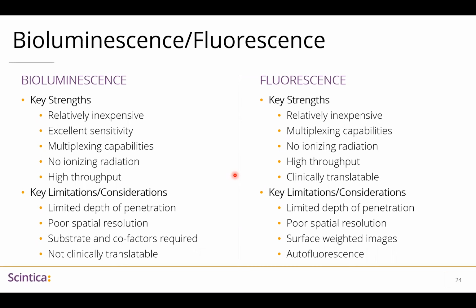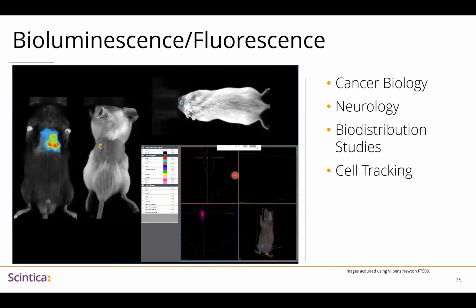With bioluminescence, we have to have the substrate and cofactors interacting in the same space, and it's not clinically translatable. For fluorescence, one of the main things to consider here is autofluorescence, and that's where a lot of the work in developing new fluorophores comes in, in terms of moving towards the wavelengths where autofluorescence is not as much of an issue in vivo. These are some example images.